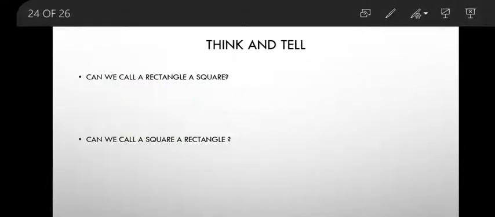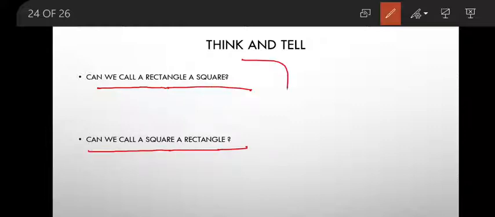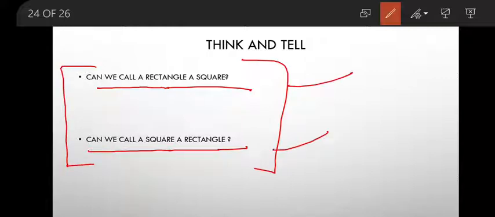Think and tell. Can we call a rectangle a square? Can we call a square a rectangle? You can do these questions yourself.